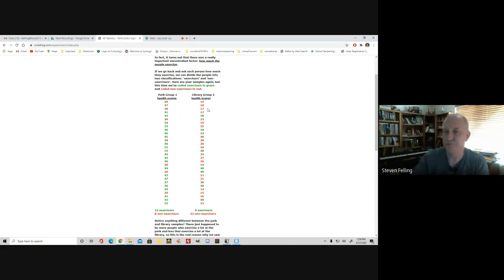And the library group, on average, had more people who didn't exercise. Doesn't mean that you couldn't exercise, right? But there were 22 exercisers and 8 non-exercisers in the park group, but only 8 exercisers and 22 non-exercisers in the library group. And it turns out that's really why the group 1's health scores were higher, because a lot of those people exercised.